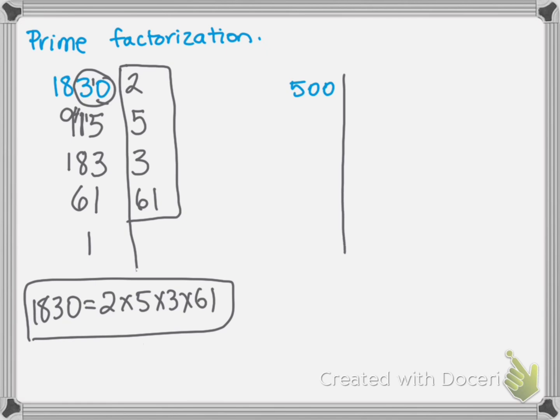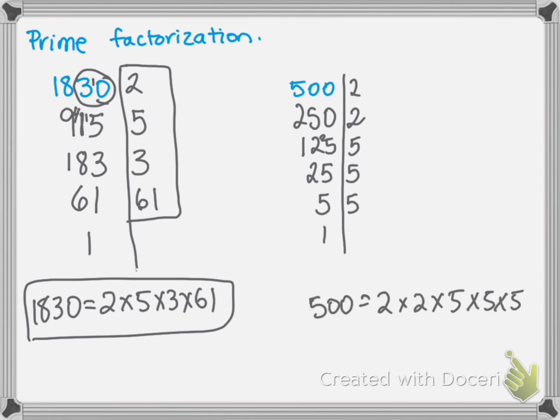Let's do 500. Again, I'm going to start with 2, and I know that half of 500 is 250. Then I'm going to do another 2, and I know that half of 250 is 125. Then I'm going to divide by 5, and that's going to be 5 times 2 is 10, so I have 2 left over, and 25 divided by 5 is 5. I'm going to do another 5, and then I do another 5, which would be 1. So the prime factorization of 500 is 2 times 2 times 5 times 5 times 5.